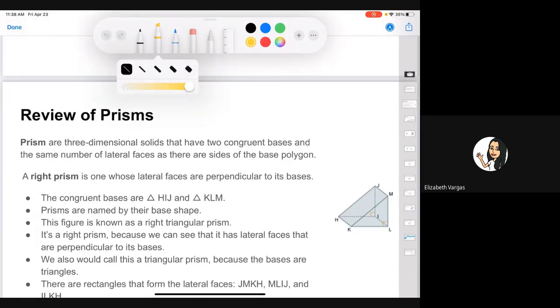So let's just do a brief review of prisms. So prisms are 3-dimensional solids that have 2 congruent bases and the same number of lateral faces as there are sides of the base polygon. Well, this is something new and something we can use to our advantage. So what it's saying is that the number of lateral faces is equal to the number of sides.